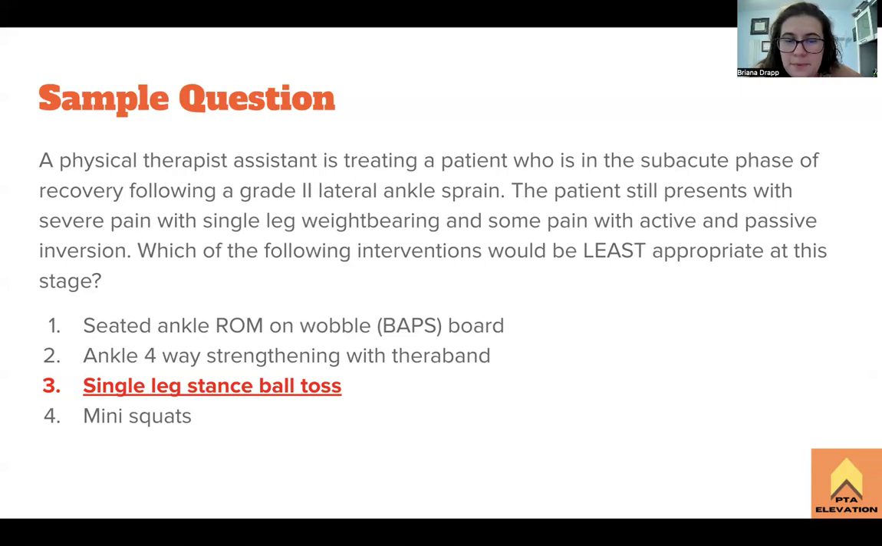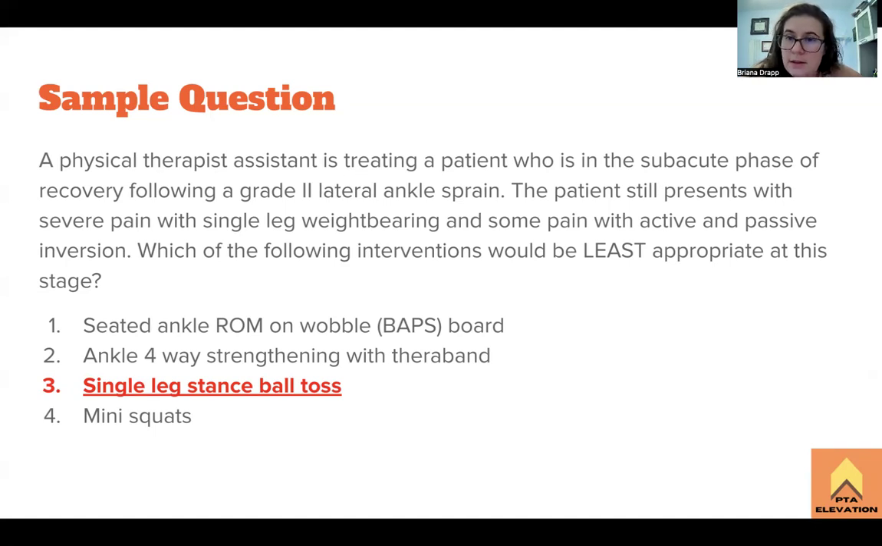The single leg stance ball toss, because they have that severe pain with single leg weight bearing, I don't think we would make it more complicated at this point by having them do a ball toss. If they can't even stand on one leg without severe pain, we're not going to progress them to this. If anything, we're going to be regressing to maybe work on some weight shifting to get more comfortable with that pressure on that foot.